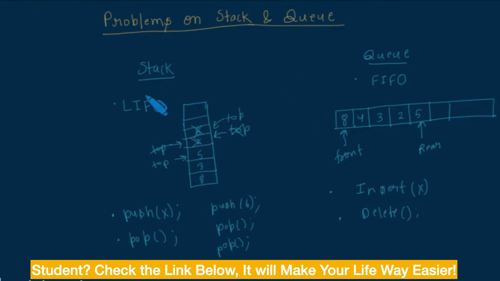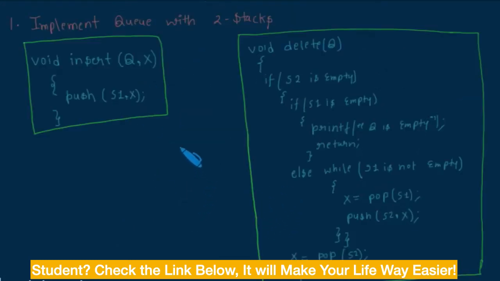Now we will look at the problems. So the first problem is we have to implement a queue with two stacks. You know the property of queue. So the queue works on the property of first in first out and stack works on the property of last in first out. Now we have to implement a queue with two stacks. Here we have taken two stacks. One is your S1 and the other is your S2.